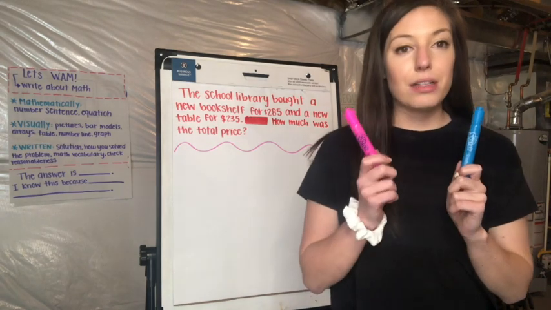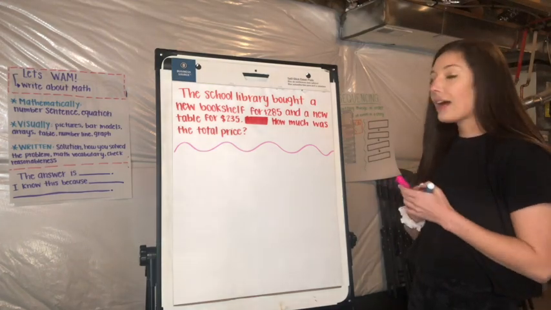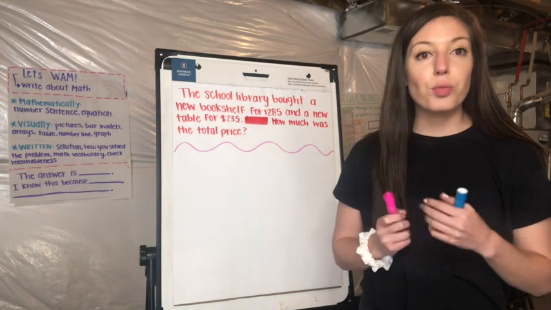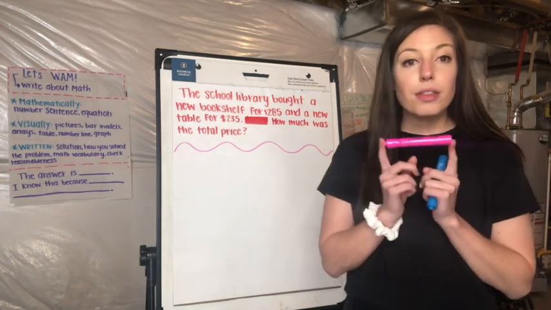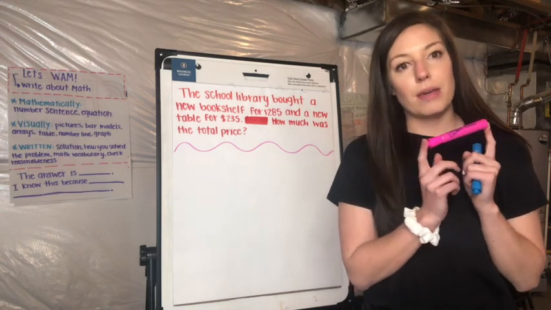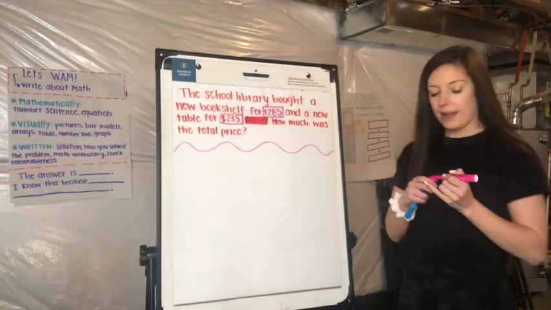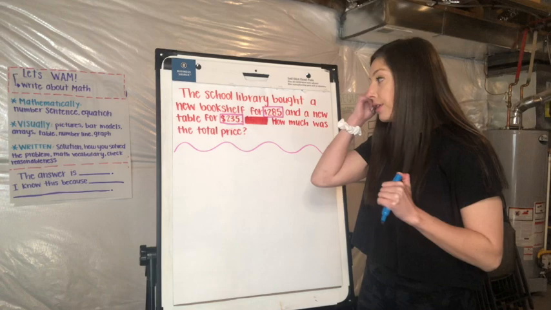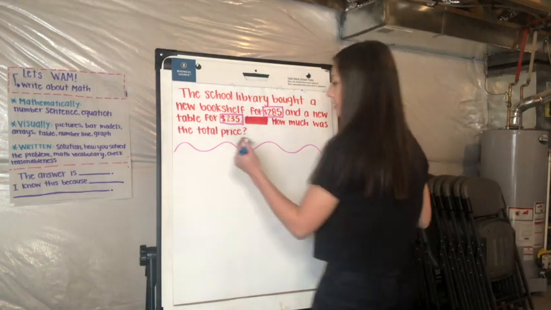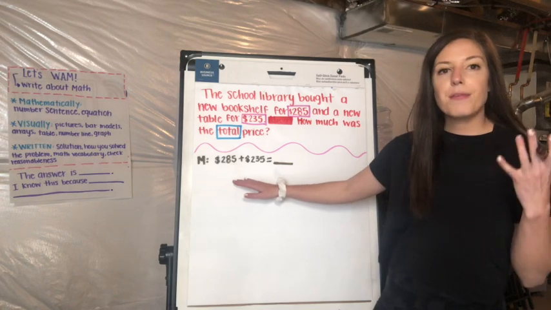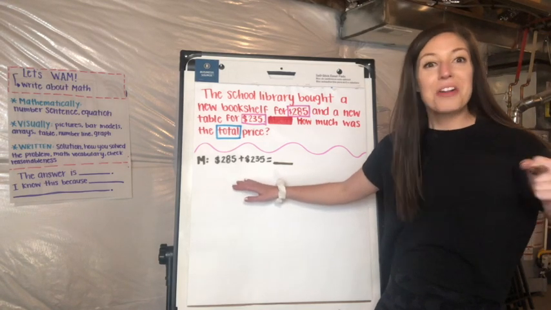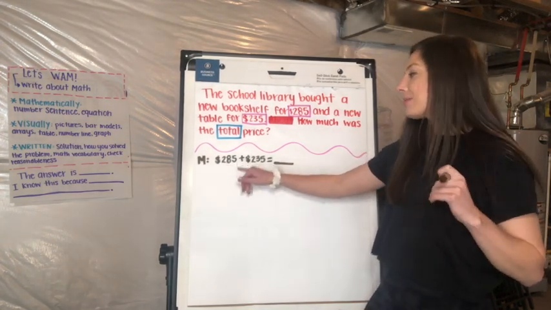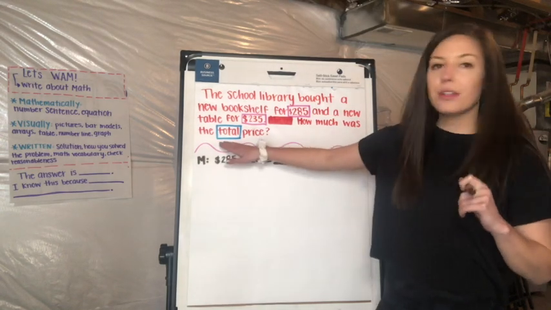All of third grade learned this method at the beginning of the school year. Our blue to do and our pink to think. Blue to do, that's where we want to highlight or underline or box in those words that are telling us what to do. Pink to think, those are the numbers you want to think about. Total price makes me think, oh, total, I'm going to need to add. So we found our addition sentence: it's $285 plus $235, and we're looking for the total price.